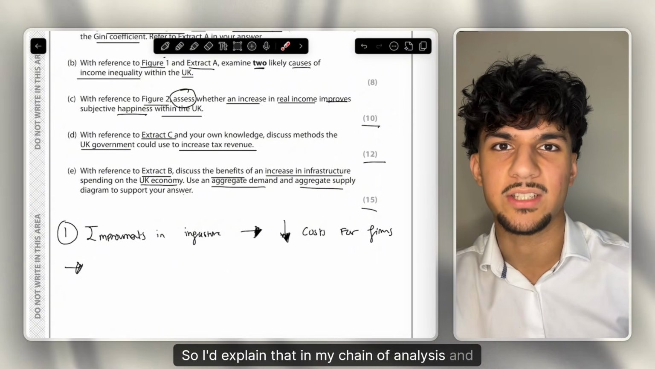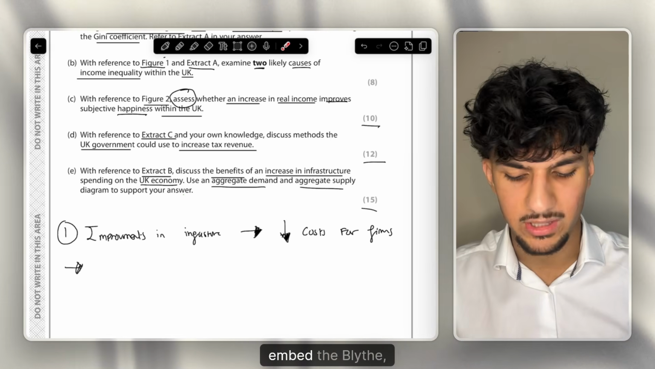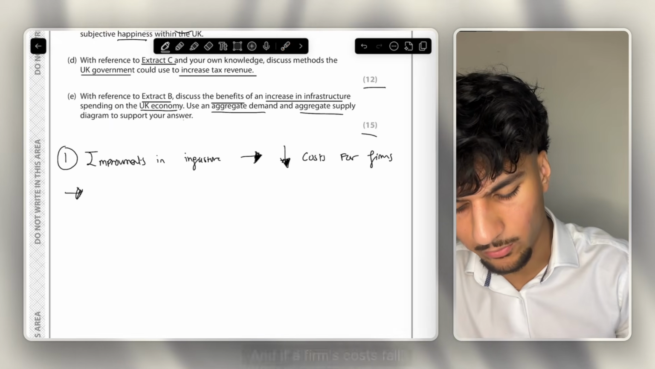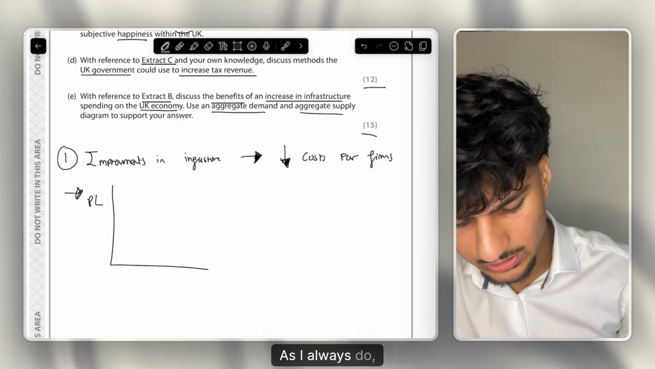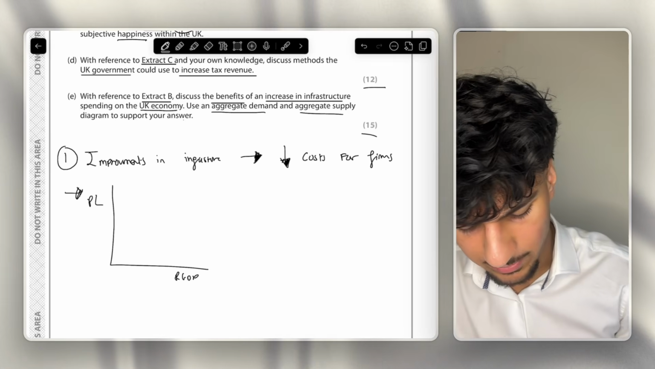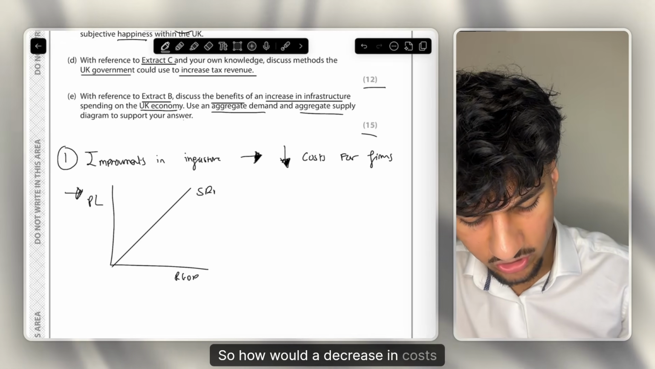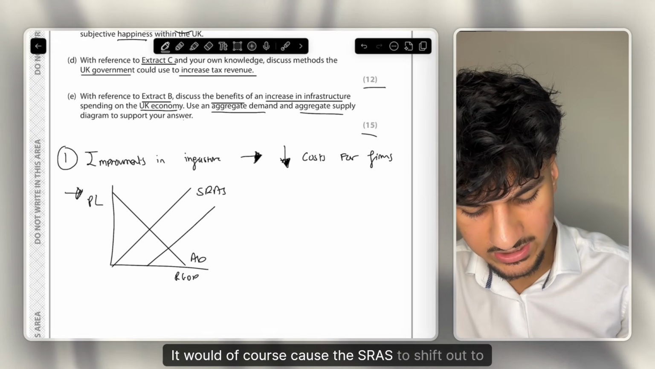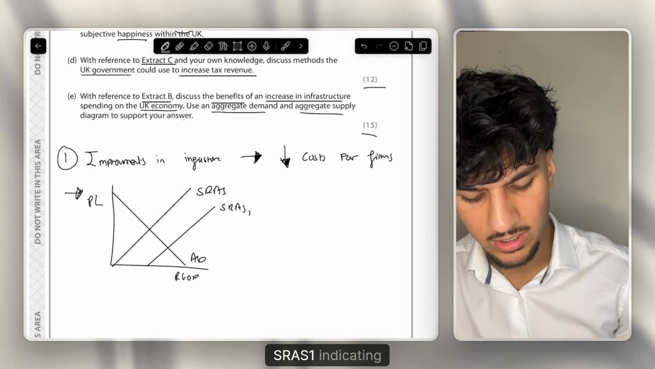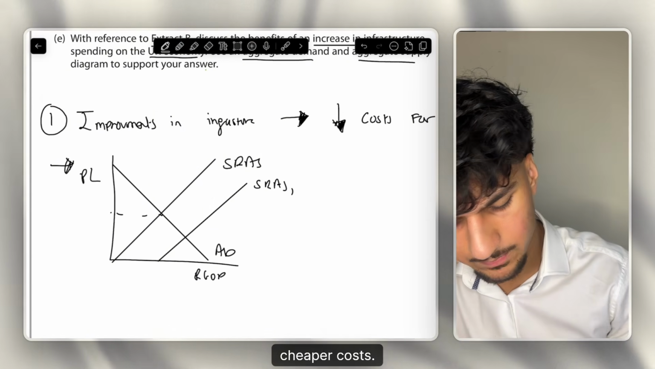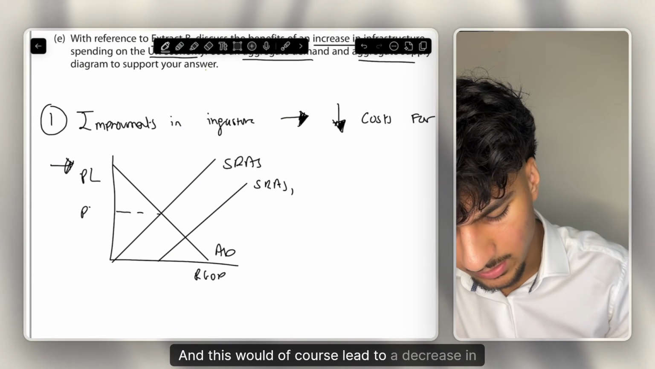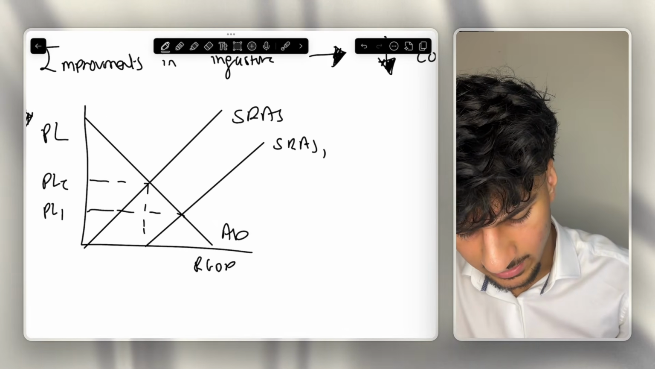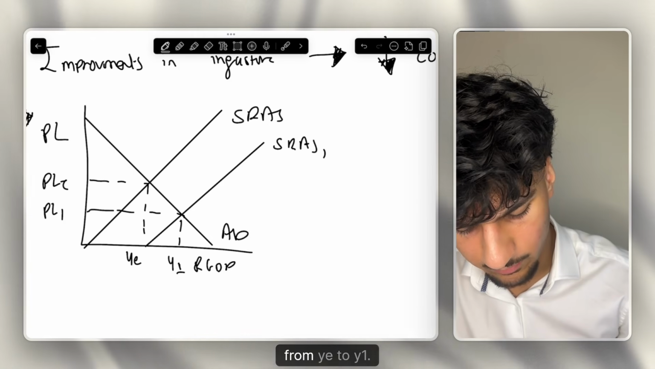So I'd explain that in my chain of analysis and embed that example, embed Blyth and maybe some stats and figures from that into my chain of analysis. And if a firm's costs fall, of course, how do we show that on a diagram? As I always do, you would show that on an SRAS diagram. So how would a decrease in costs affect the SRAS curve? It would of course cause the SRAS to shift out to SRAS1, indicating cheaper costs. And this would lead to a decrease in price level from PLE to PL1, and more importantly, an increase in real GDP from YE to Y1.